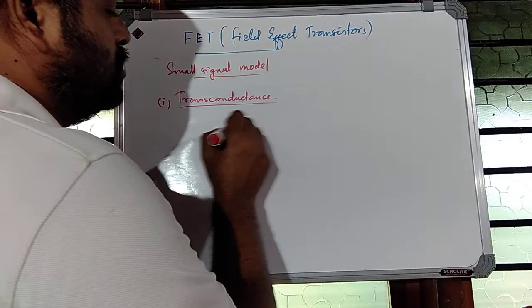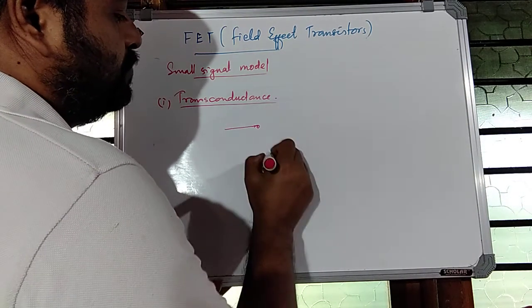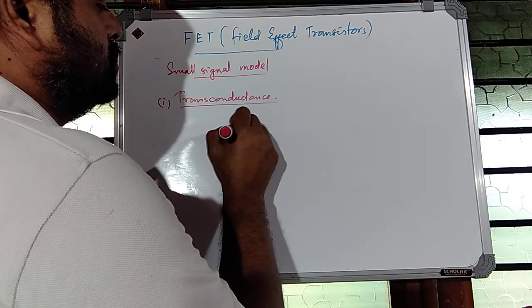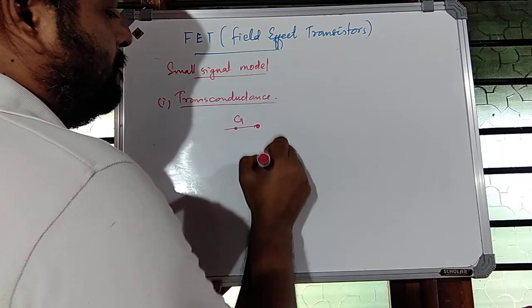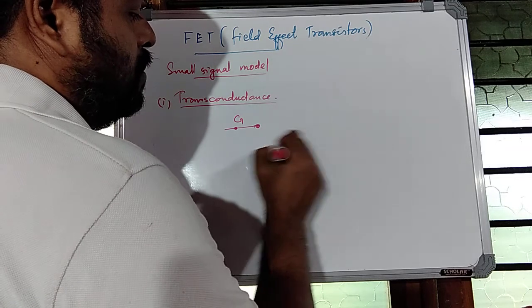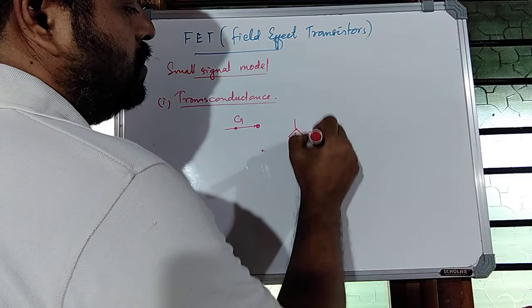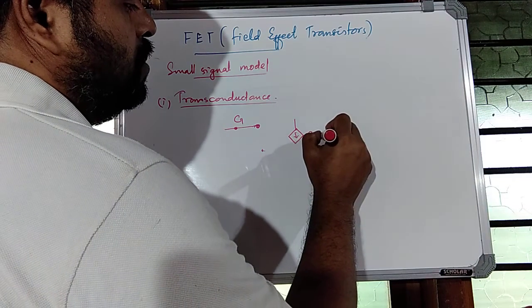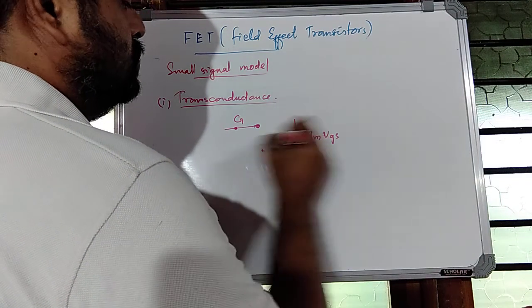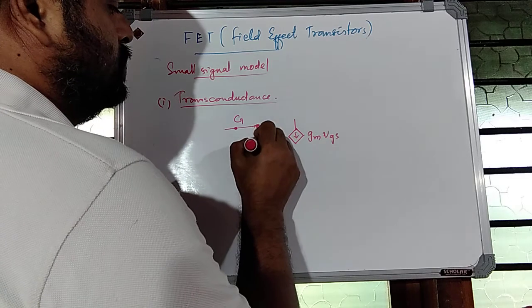we get the small signal equivalent circuit. This terminal is the gate terminal, and the small signal current is gm into VGS. This voltage is VGS.